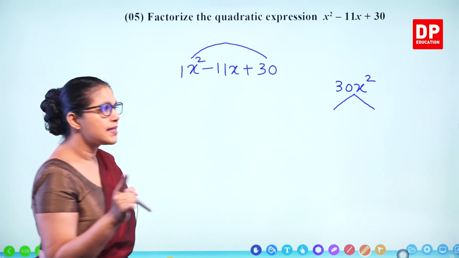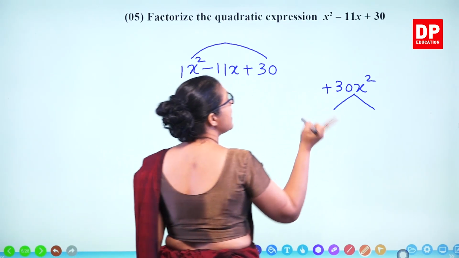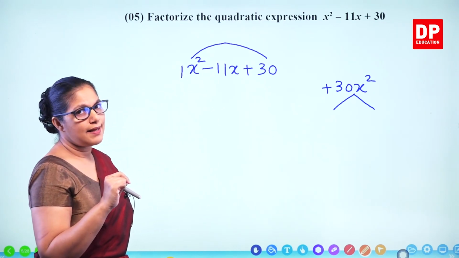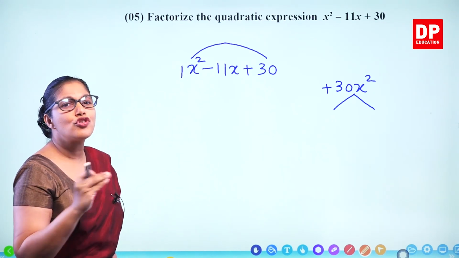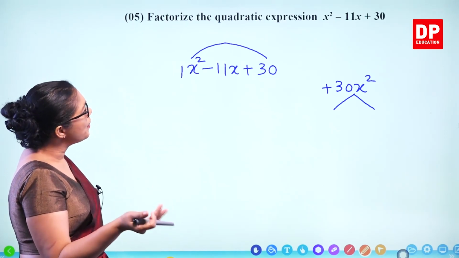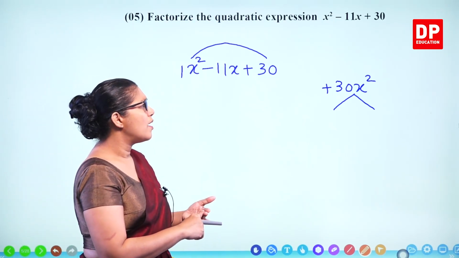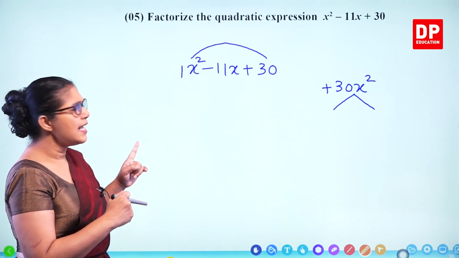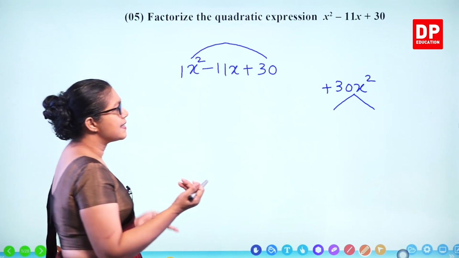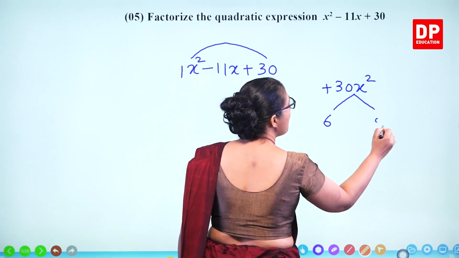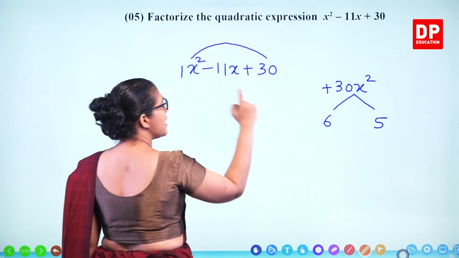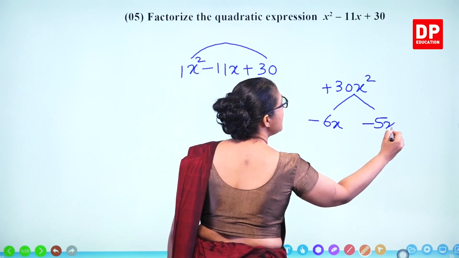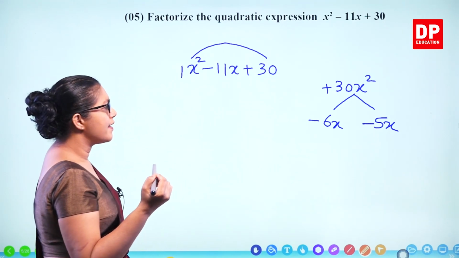Now plus means you have to add and get the middle term, minus 11. Minus is there, so both should be minus, minus. What are the factors of 30? 30 into 1, 2 into 15, 6 times 5. When you do that, you can see how you get 11. But the middle term is negative, so both should be negative. So negative 6x and negative 5x are the correct factors.